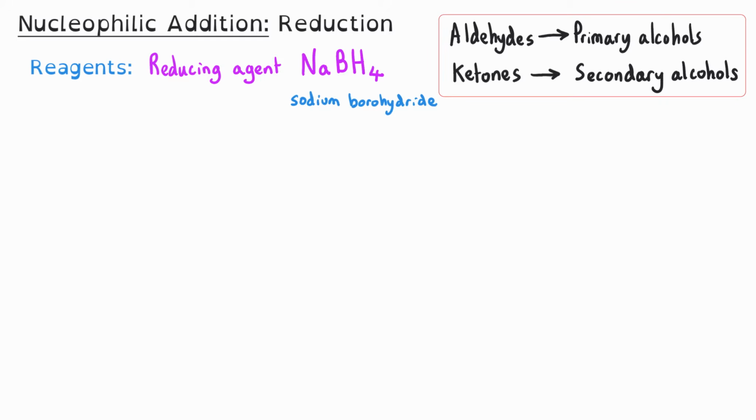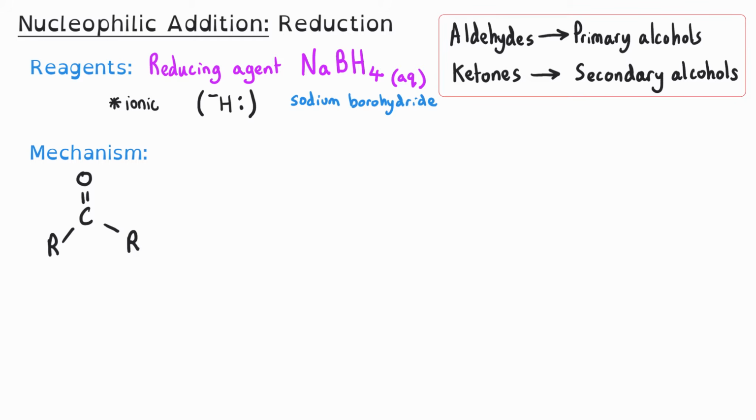NaBH4. Sodium borohydride is an ionic compound, and when it is dissolved in water to make an aqueous solution, it is a source of the hydride ion. And so it's really important that we know that the condition for this reduction is to use a water solvent. You need to be able to understand and recreate the mechanisms for the reductions of aldehydes or ketones back into alcohols. And these are called nucleophilic addition reactions. And the hydride ion from the reducing agent is the nucleophile.